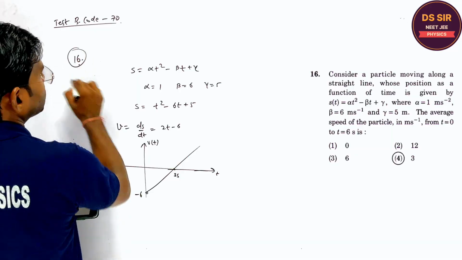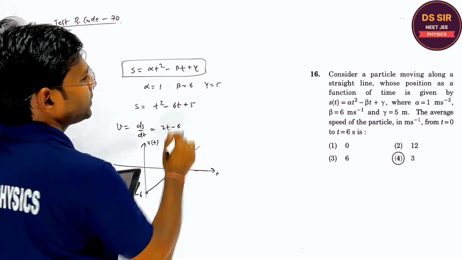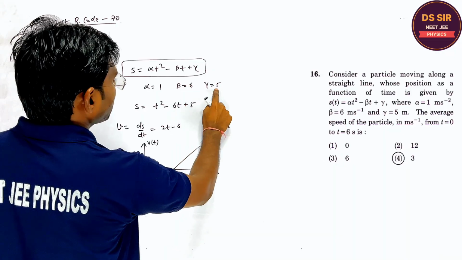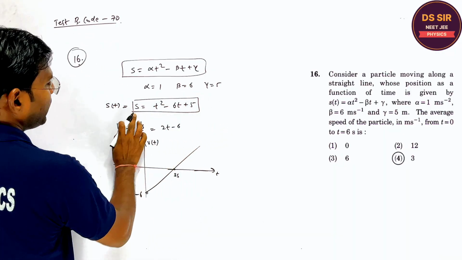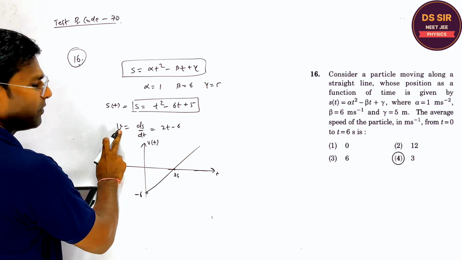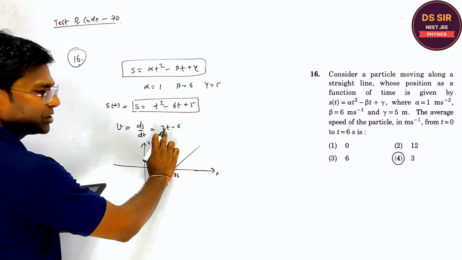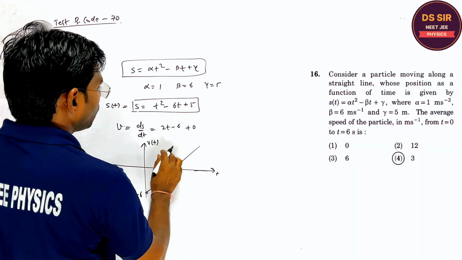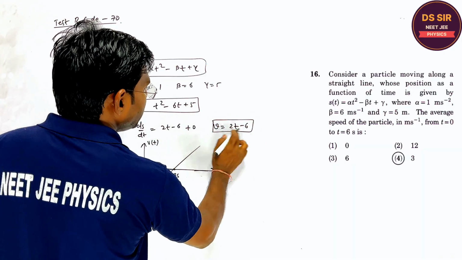This is a very good question in which the displacement of the particle is given as alpha t square minus beta t plus gamma. Alpha, beta, gamma values are given. Therefore, this is the displacement as a function of time t. If you want to write the speed or the velocity, then you have to differentiate ds upon dt. T square differentiation is 2t, minus 6, plus 0. So the velocity you will get is 2t minus 6, velocity as a function of time.